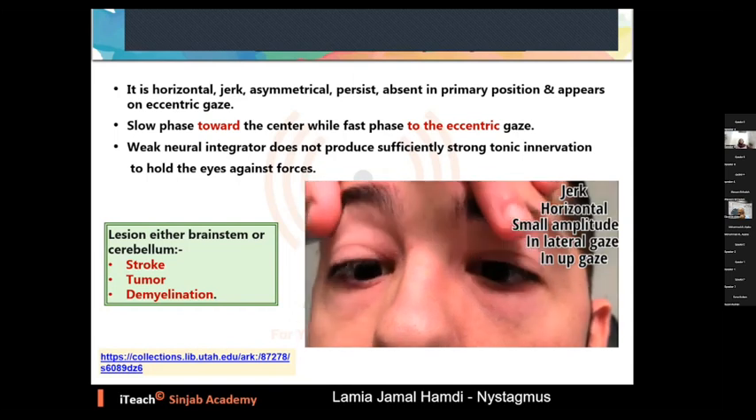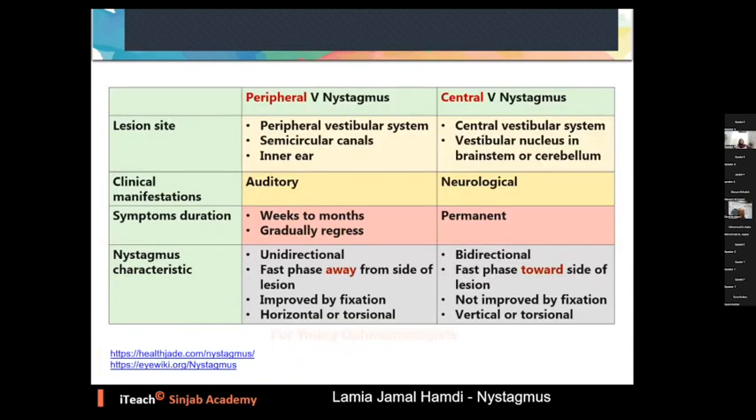The vestibular nystagmus is either peripheral or central type. The peripheral nystagmus, according to the site of the lesion, will be in the vestibular nerve or the semicircular canals of the inner ear, while the central will be in the vestibular nucleus and the brainstem or the cerebellum.